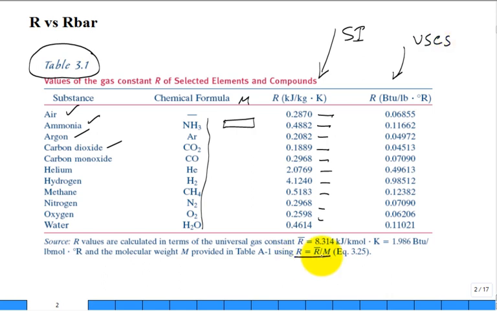Here's a reminder. They're just telling you R is R bar divided by M. And this number, sometimes you'll see me use 0.287. Well, isn't that supposed to be 8.314? No. You divide it by the molar mass of air, which is 28.97, and you'll get that number.